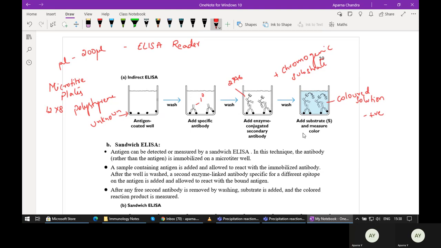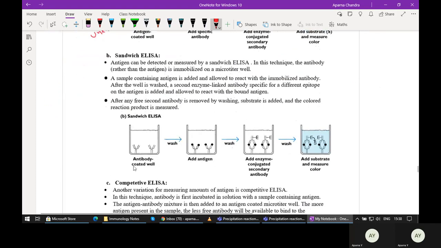So that is what is called an indirect ELISA. Why is it called indirect ELISA? Because you are adding an antigen onto the well, you call it an indirect ELISA.